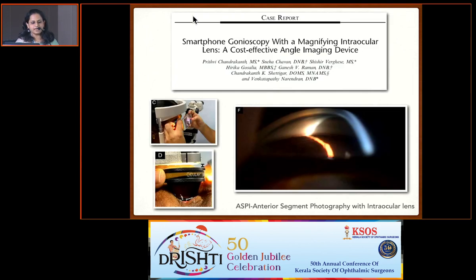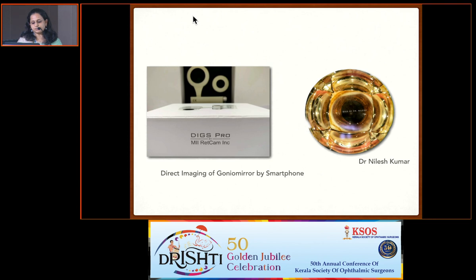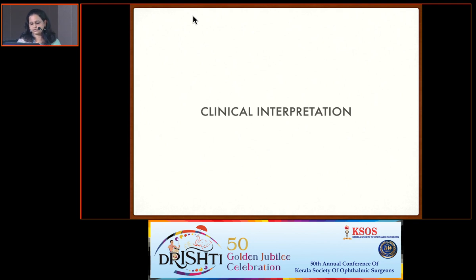Another example, if you have attended the smartphone imaging previous session, smartphone gonioscopy, which was put forward by Dr. Prithvi Chandragant and team. Here they are taking the images without the help of slit lamp. Behind the mobile camera, they are using a 10 diopter intraocular lens. And then keeping the gonioscope on the patient either in supine or sitting position, and you can take the image even without the slit lamp. Then you have direct imaging of gonio mirror by smartphone by Dr. Nilesh Kumar. So nowadays everything is coming up, all these smartphone technologies.